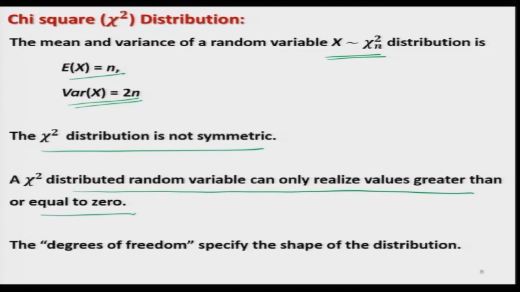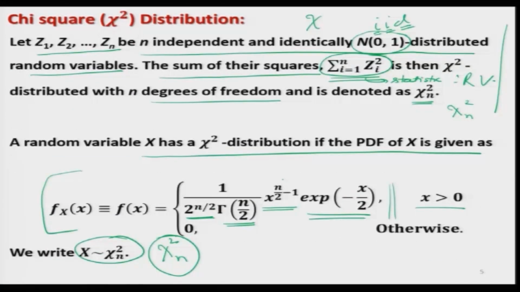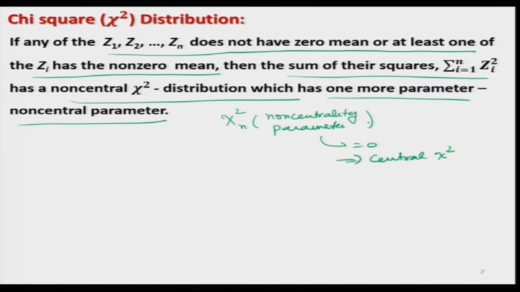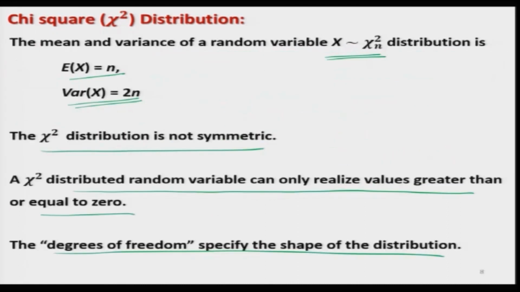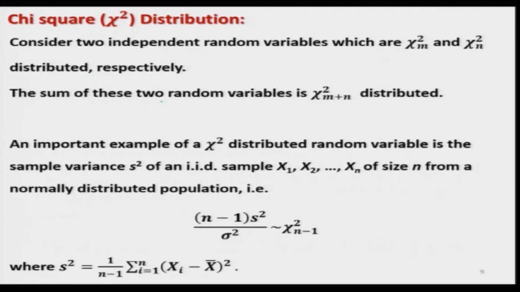Right. And the degrees of freedom specify the shape of the distribution, and you can see from the probability density function that there is an n by 2 appearing in several places. So there is an involvement of n here, and the summation also goes up to n. The mean and variance depend on n, and similarly if you plot their curves, they will change with respect to the value of n.